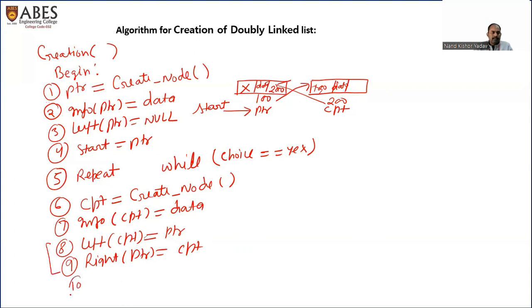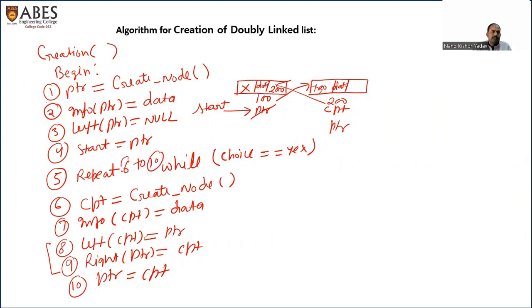Now step number 10. Suppose we want to create a third node also. So what do we have to do? There is no need to take another variable. We can use both variables PTR and CPT for creation and connection of nodes. So for that we need to write here PTR is equal to CPT. What happens using this step? PTR goes here.